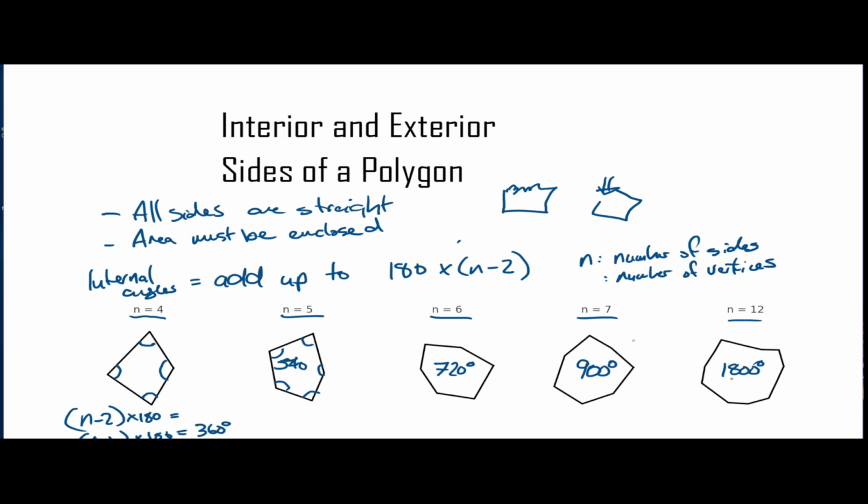So these are irregular polygons in that not all the sides and angles are the same.